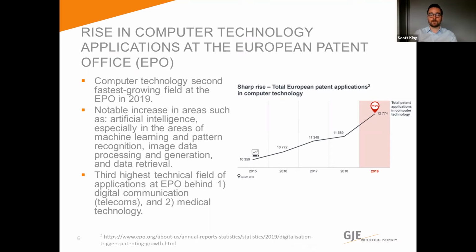In addition, computer technology patents was the third highest field of patent applications at the EPO, behind, in first place, digital communications, so telecoms, and in second place, medical technology.